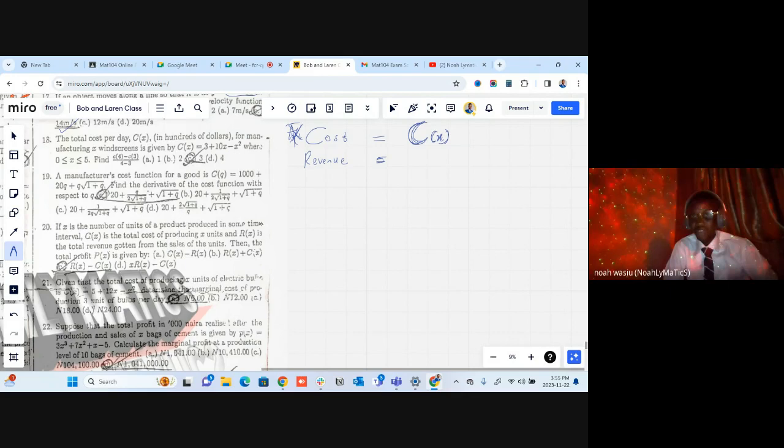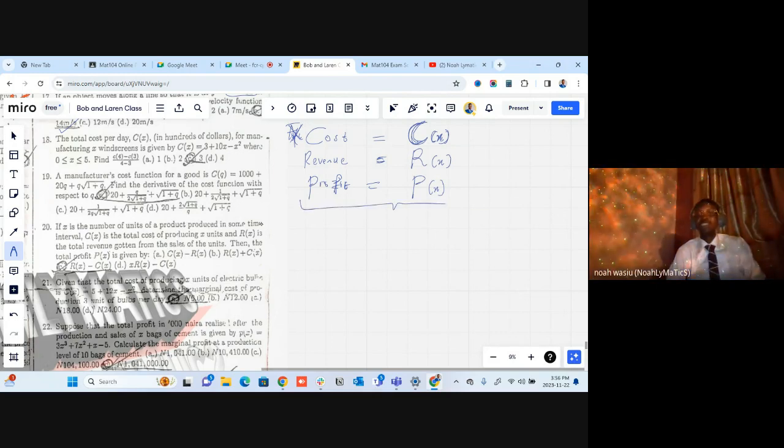We also have what we call revenue. Revenue is always written in this format, R of X. And we also have what we call profit. Profit is always represented as P of X. You can also call it total revenue or total profit.